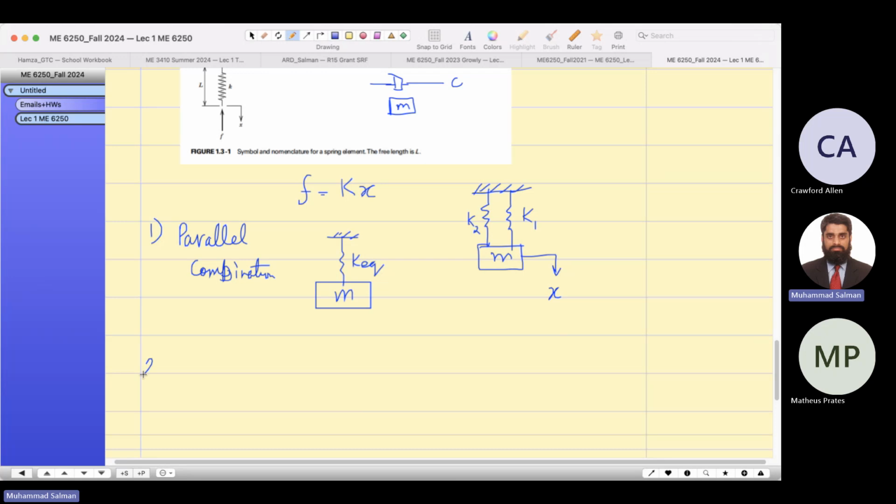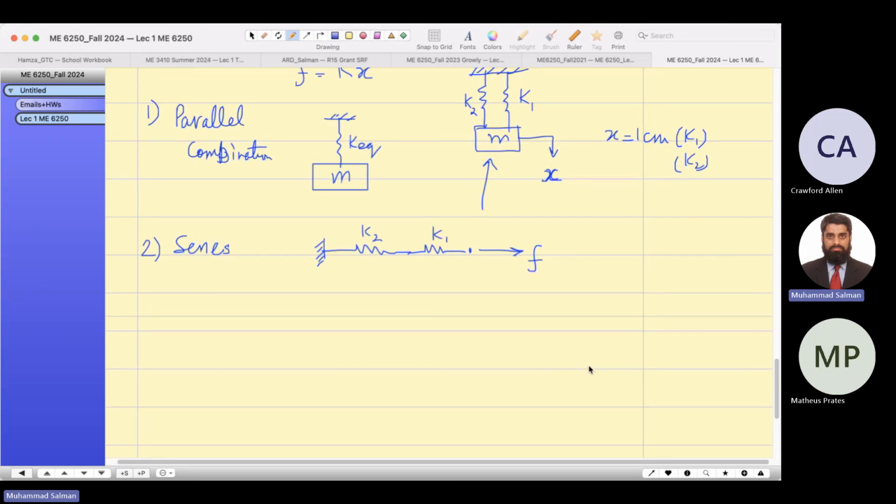Like if we talk about the series, let me show you the difference. In series combination, or serial combination, you will see when you apply the force, one spring deflects more than the other spring. But in the parallel combination, the deflection here is the same. Suppose x equals 1 centimeter for K1, so it will be 1 centimeter for K2 as well, because they are in parallel combination.